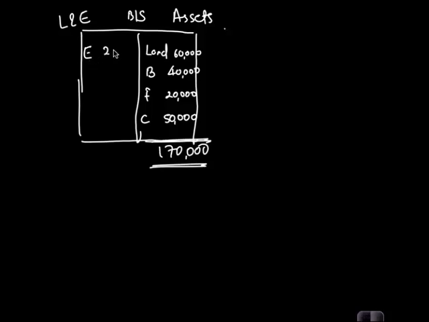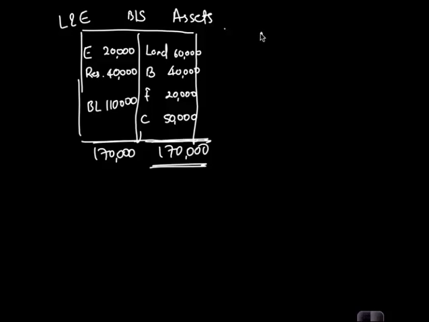Equity is 20,000. Then currently accumulated reserves are 40,000. Bank loan 110,000. Balance sheet total 170,000.